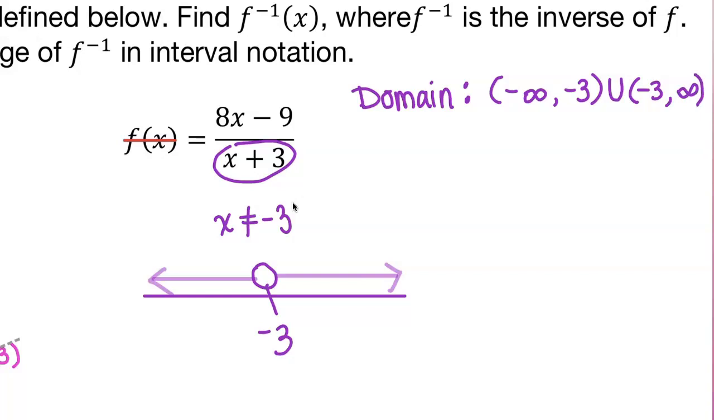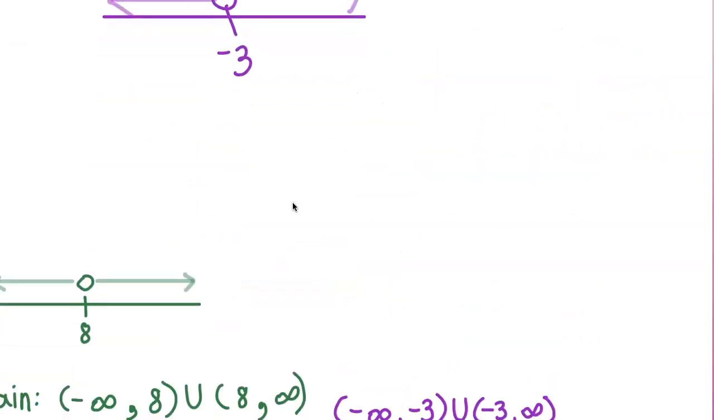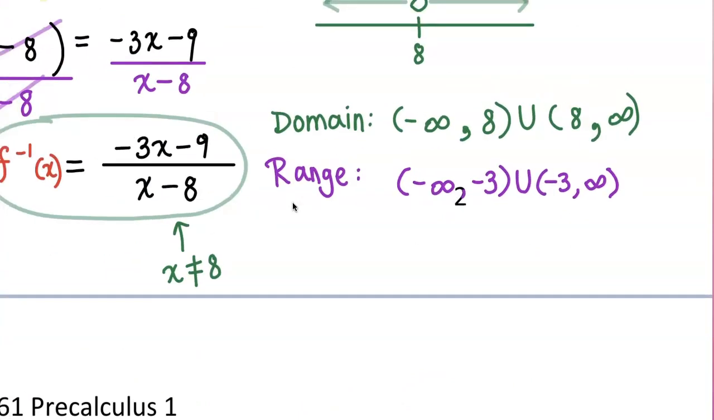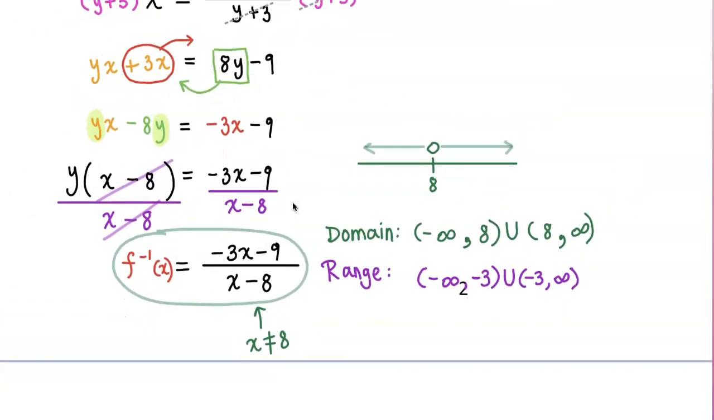And guess what? This used to be the domain of the original function. But when you wrote the inverse function, this right here just became the range of the inverse function because what used to be x is now y, right? We switched that x and y. So what I'm going to do is copy this and just say that that is the range of the inverse function that we just wrote. So that's how I would find the domain and range of the inverse function.